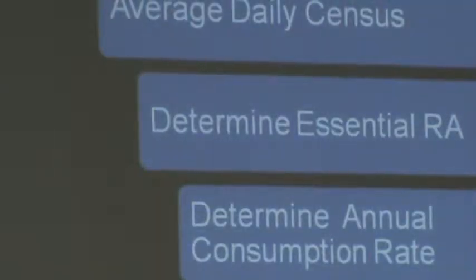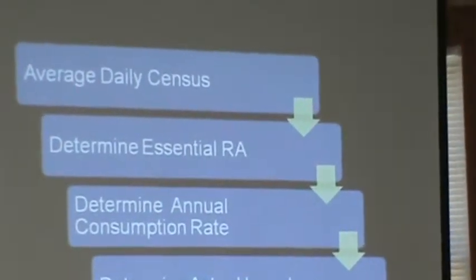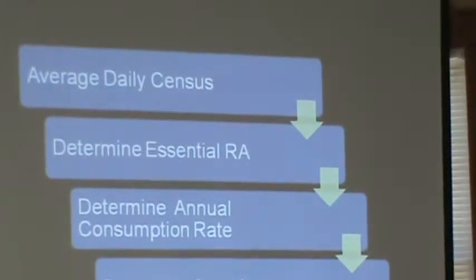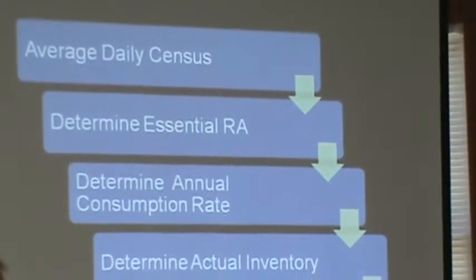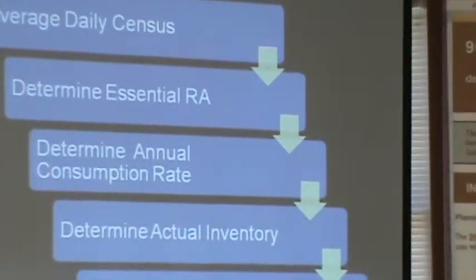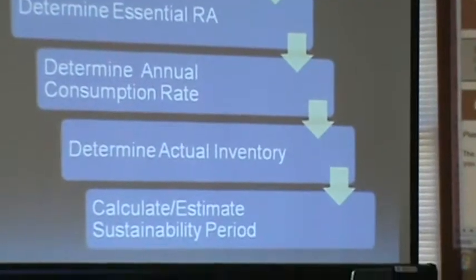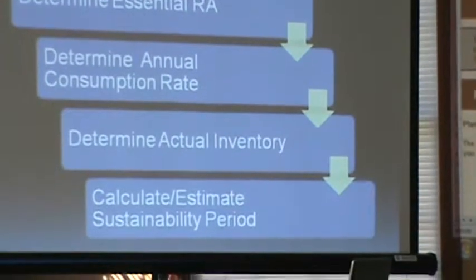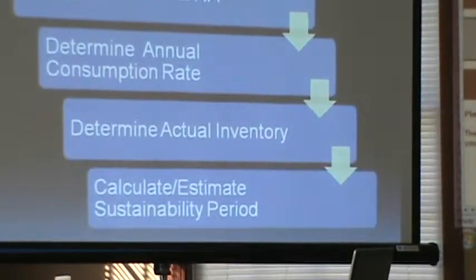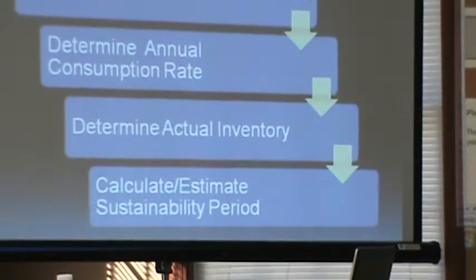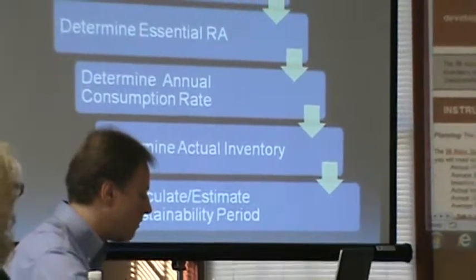Let's go to the next slide. The essential steps that were outlined in that chart deal with the information that you need to collect in order to use the tool. The first piece of data that you need is the average daily census for your facility. The next, you need to determine the essential list of resources and assets. You need then to calculate or determine your annual consumption rate for each resource. You need then also to do an actual inventory, or if you've got a process for determining that, to know your actual inventory for each RA on a given day. Your next step would be to calculate using the tool, or estimate using a process of reasonable assumptions to determine your sustainability period.